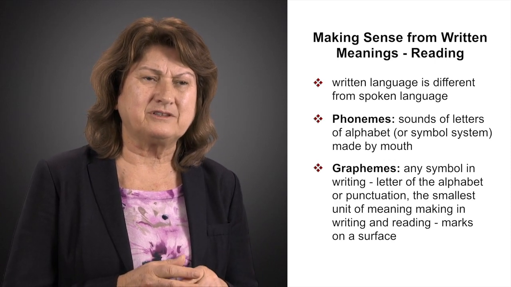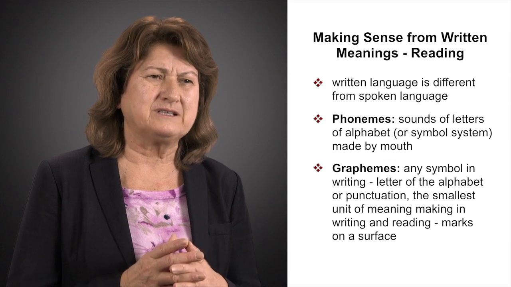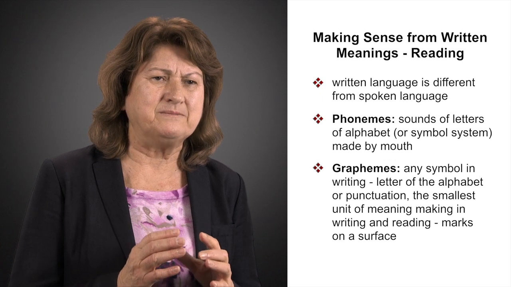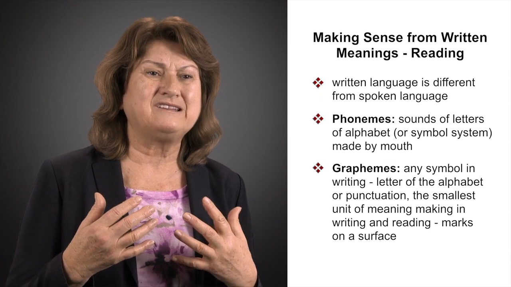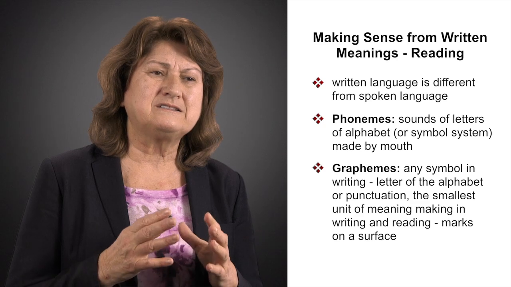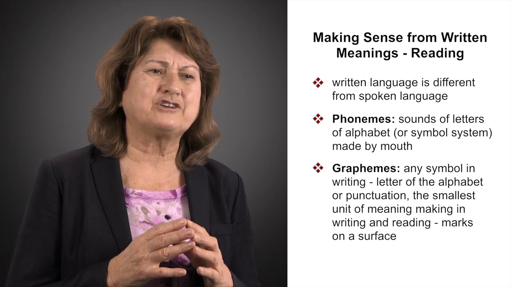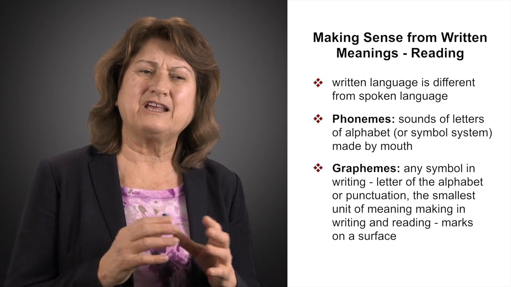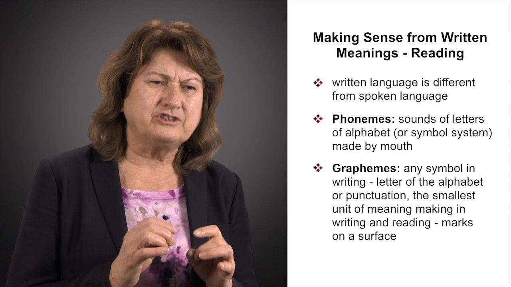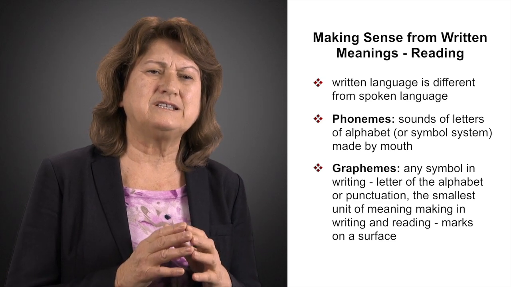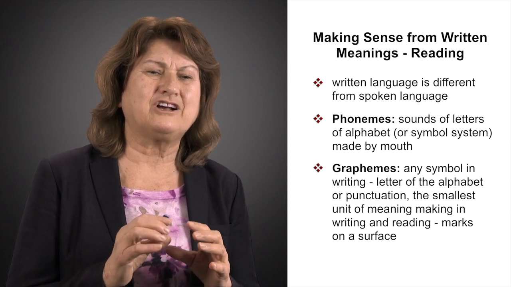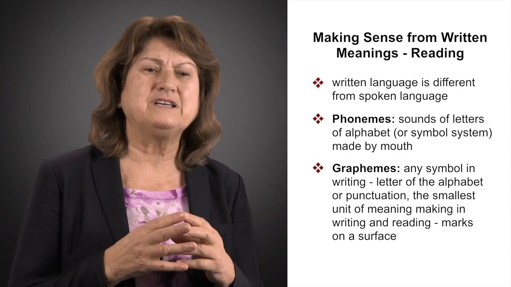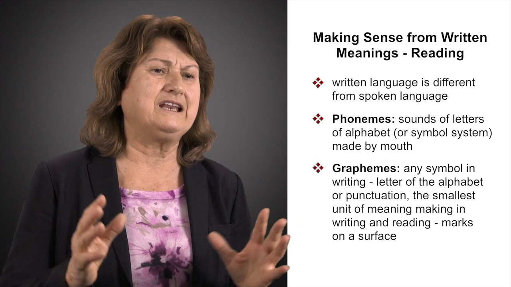At the most basic level, with reading, we are dealing with phonemes, that is the sounds of letters of alphabets, or in fact any symbolic system, which are made by the mouth. They are utterances. And the second basic item is the grapheme. These are the symbols in writing, the letters of the alphabet, punctuation, the smallest unit of meaning making in writing and reading. These are marks on any surface, paper, screens and walls, any kind of surface.